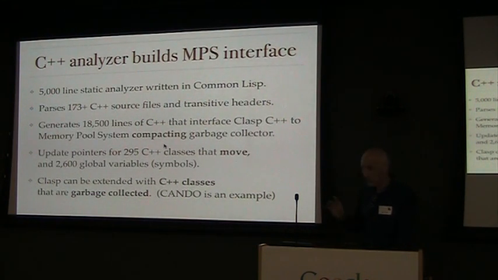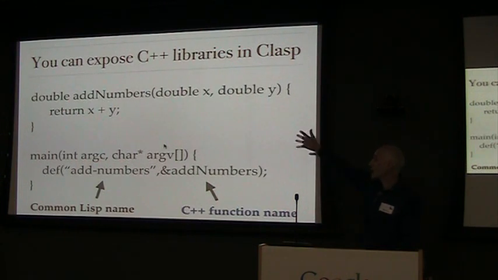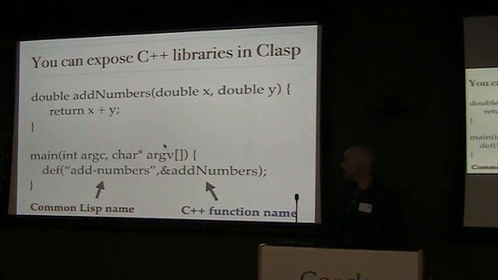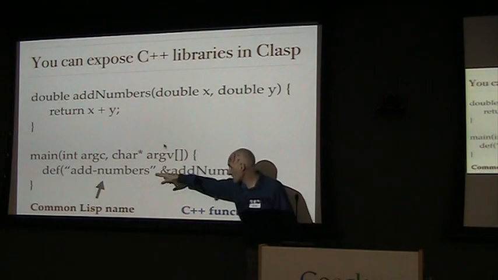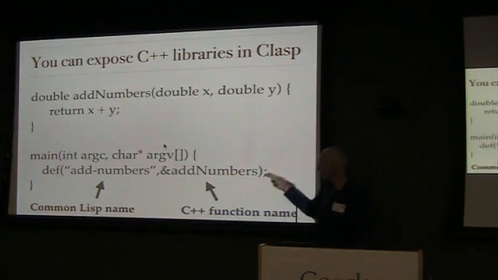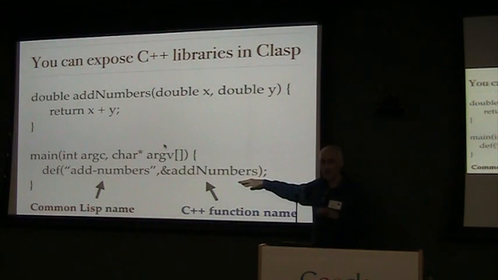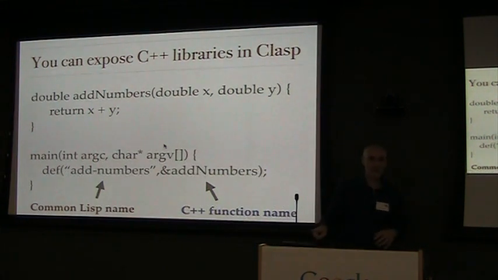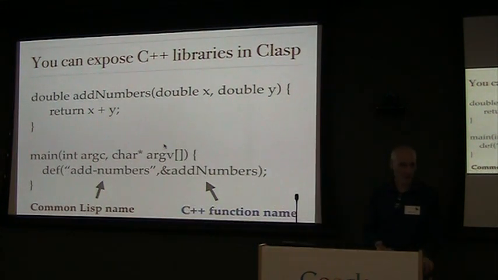Now, here's how you expose a C++ library. This is my FFI. So if I have some C++ function like add numbers, it returns a double and takes two doubles as arguments. All I have to say is, in main, I just say def, give it the string that's the name of the Common Lisp function. That becomes a symbol and a pointer to the function, and it generates at compile time an interface wrapper function that converts Common Lisp double floats into doubles, calls this function, gets the return value, converts it back into a double float, and away you go.